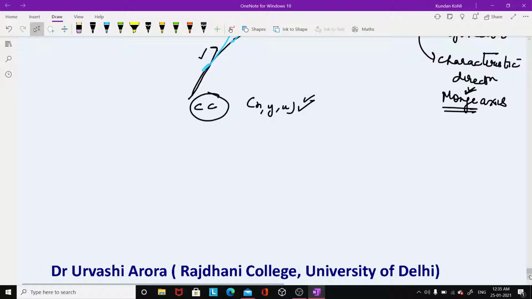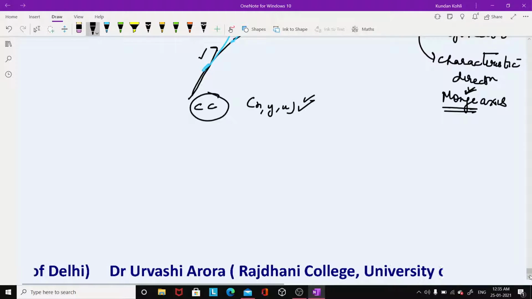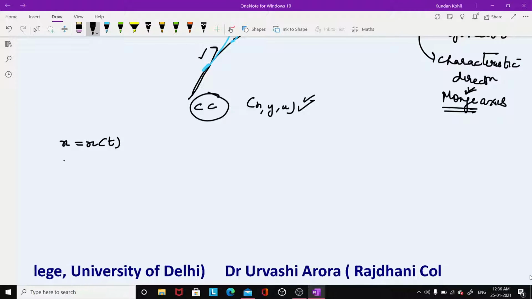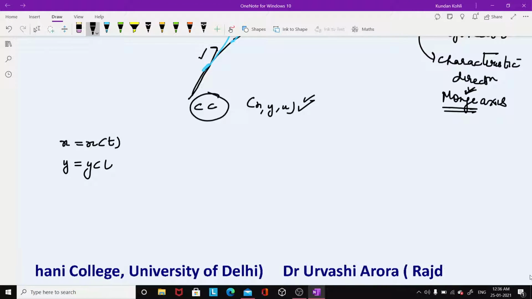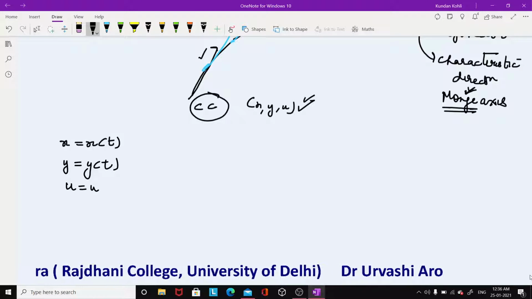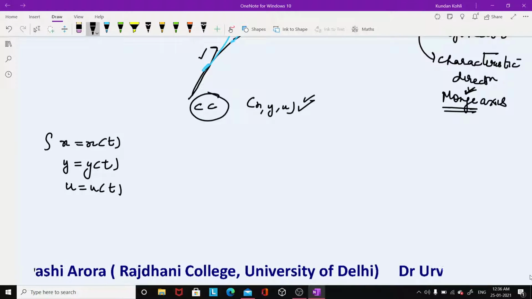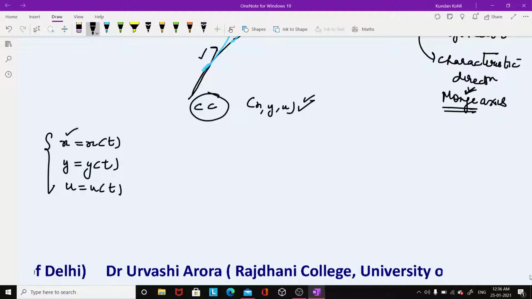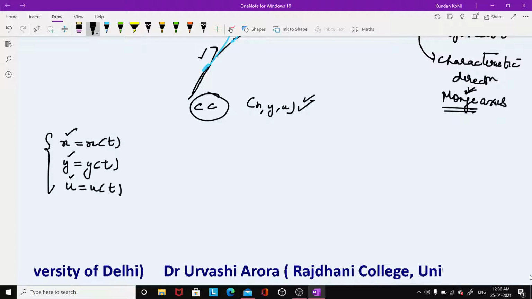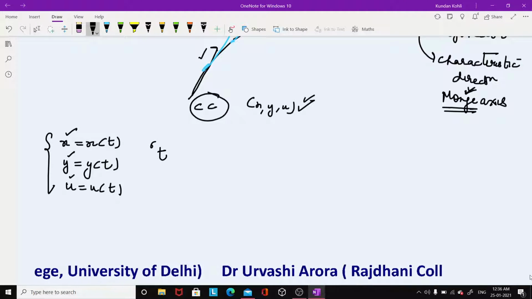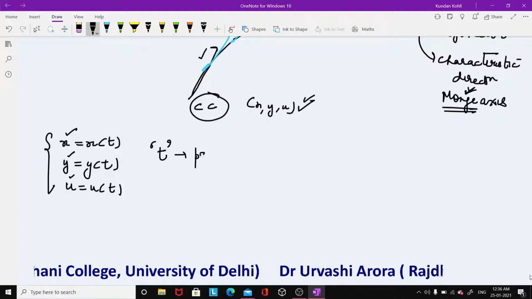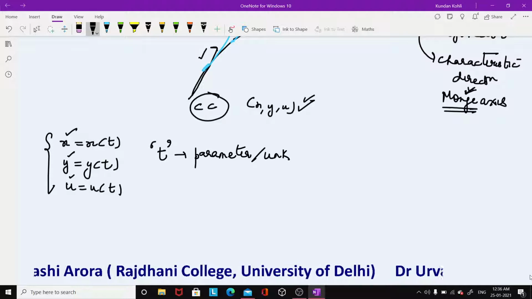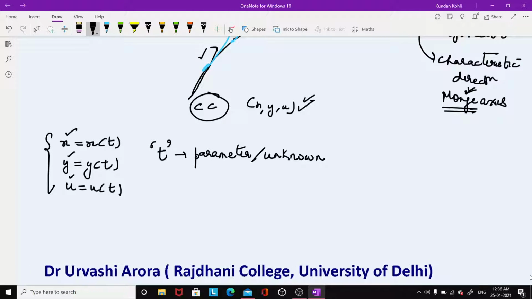Now, let us take the equation of the characteristic curve in parametric form, let's say x is equal to x(t), y is equal to y(t), and u is equal to u(t), because the characteristic curve is a curve in the xyu space. So there are three variables, and let's say those three variables x, y, u are functions of a parameter t. So t is the parameter, and the variables x, y, and u are dependent on this parameter t.